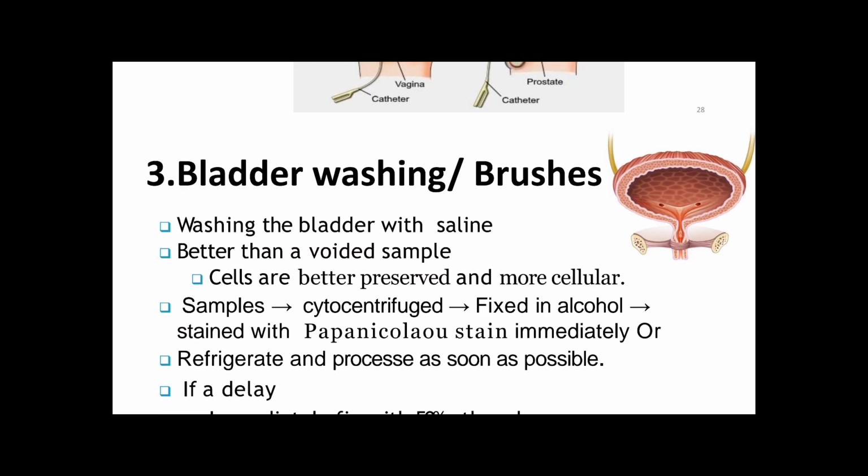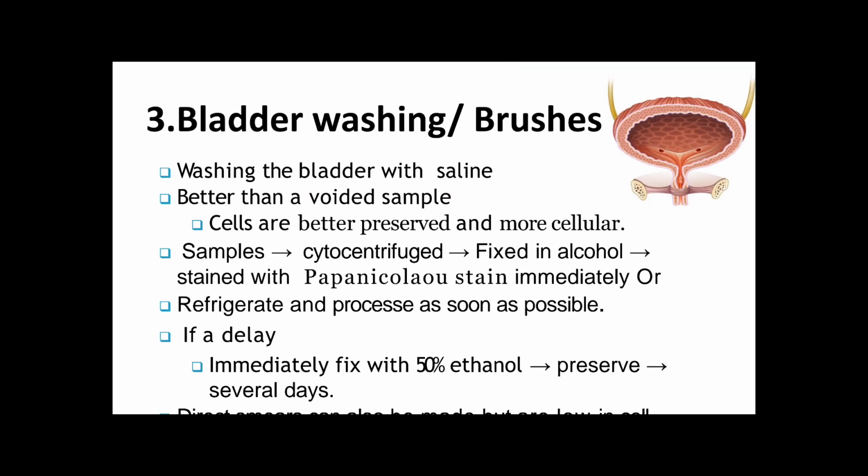Right. So next one is the bladder wash or the brushing. The sample obtained by washing the bladder with saline is better than a voided sample as the samples are better preserved and more cellular. The major disadvantage is that this method is uncomfortable, expensive, and carries a risk of infection and cannot be performed as a routine procedure.